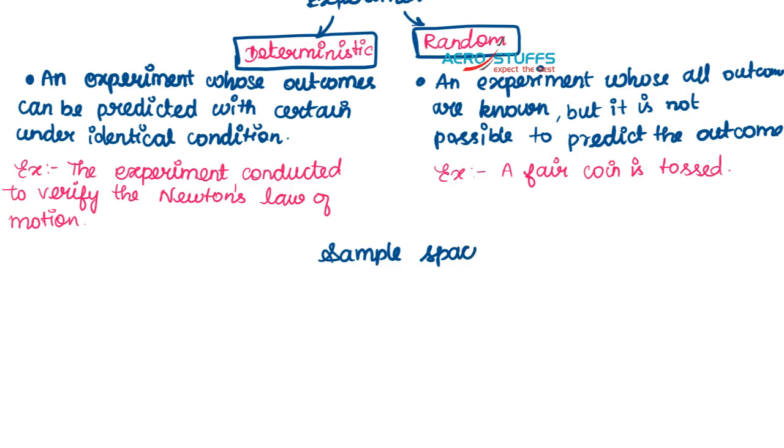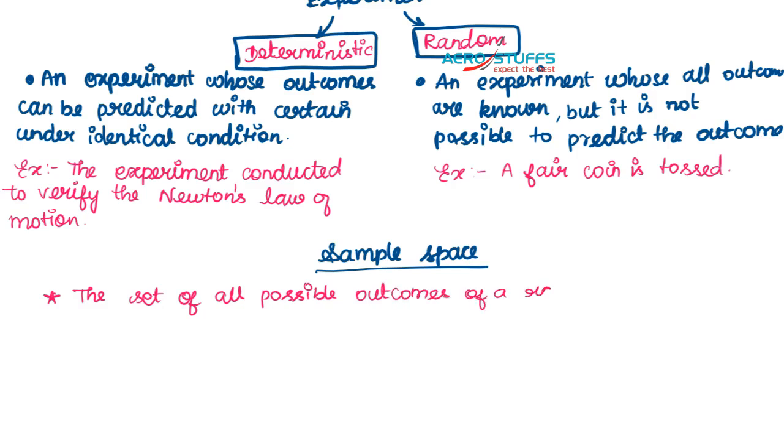What will happen? If I toss a coin, either head or tail, there's no other, nothing else is going to happen. You cannot say which will happen, either head or tail. Now we'll see the sample space: the set of all the possible outcomes of an experiment.